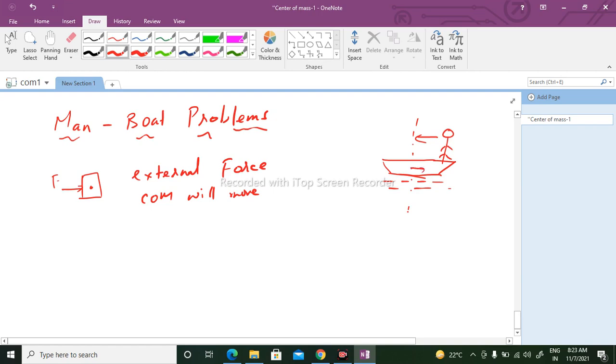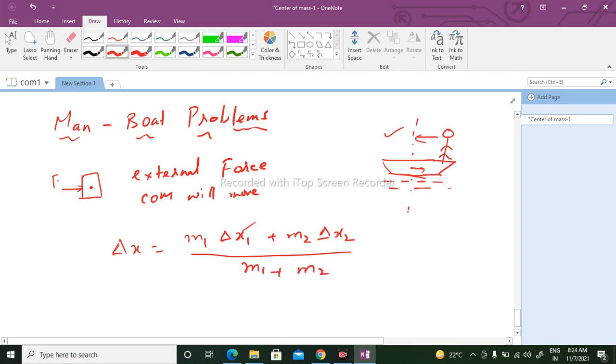This is the concept. So for internal forces, the center of mass of the system will not change. The coordinate of the center of mass will not change for the internal forces. This type of thing is called internal forces. For external force only, this center of mass will move. Now, for finding shift, there is a formula which is given as delta x is equal to m1 delta x1 plus m2 delta x2, divided by m1 plus m2.